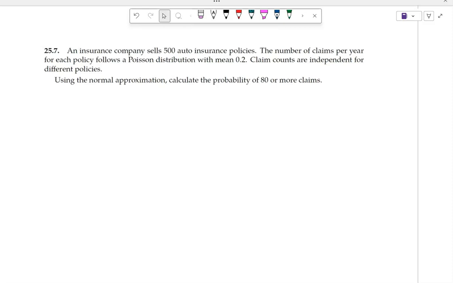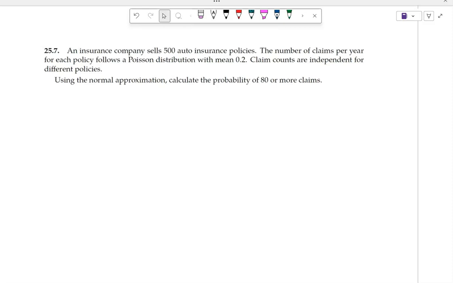This one again asks us to use a normal approximation to calculate the probability of 80 or more. You've got 500 insurance policies. Claims follow a Poisson distribution with a mean of 0.2. It says the number of claims. Claim counts are independent, and you want 80 or more claims.